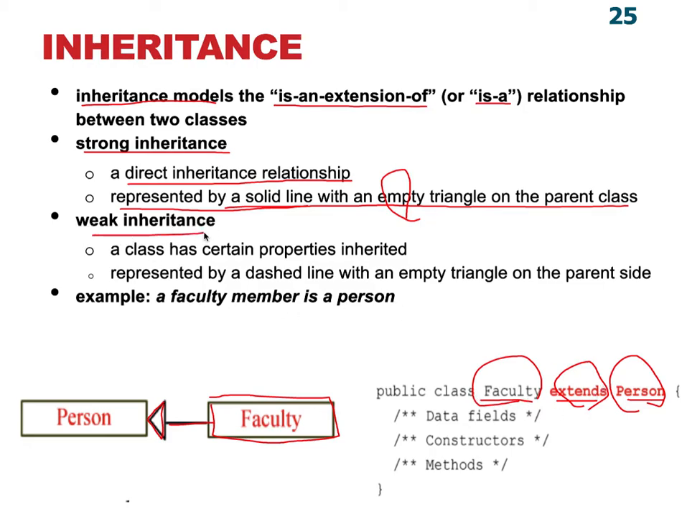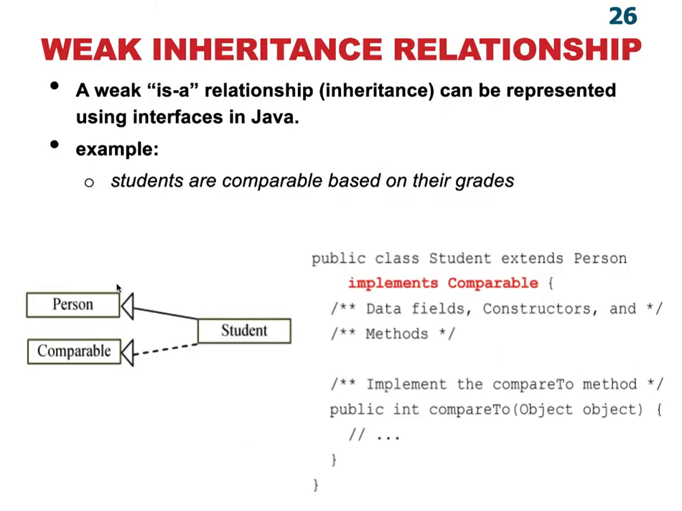And the weak inheritance is where a class has certain properties inherited, and it is represented by a dashed line with an empty triangle on the parent side. Weak inheritance means only some properties are inherited, not fully inherited. In Java, weak inheritance is the interface. If a class implements a defined interface, then the relationship between this interface and the class is a weak inheritance.